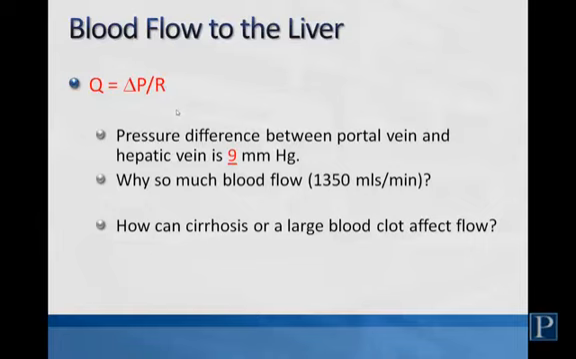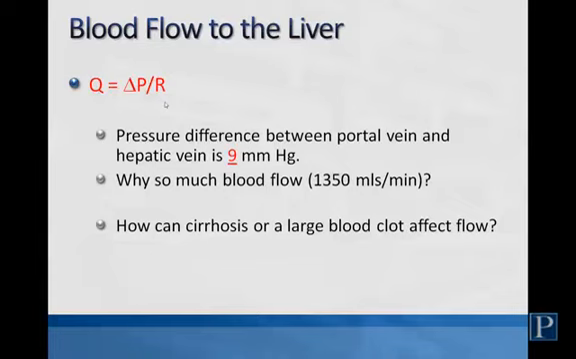Now, I'm going to tell you that the pressure difference between the portal vein and the hepatic vein is only 9 millimeters of mercury. That's not a lot of pressure difference. So how come you have so much flow? If you remember the equation, you'll be able to answer the question. If I don't have a huge pressure difference, why do I have so much blood flow? It's because I have a very low resistance in the liver circulation. So that's an important concept to understand.